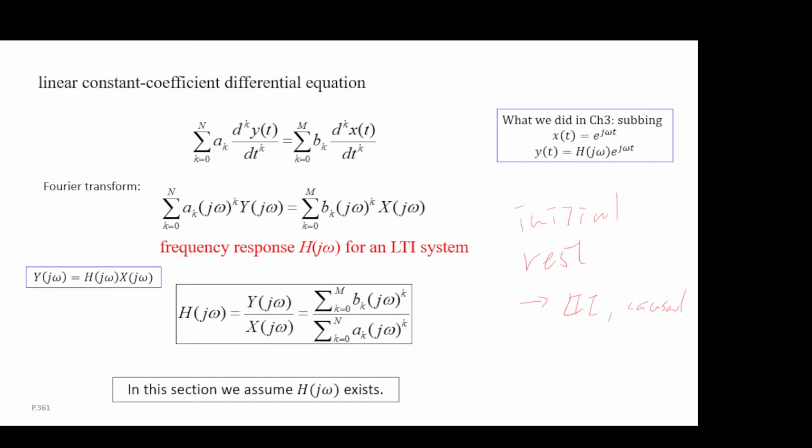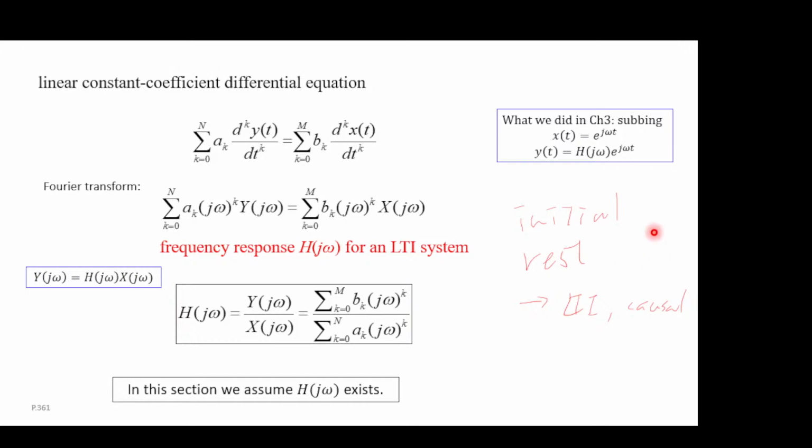And if it is an LTI system, then it has the eigenfunction e to the j omega t. So we can just assume our x is e to the j omega t, then your y will be the eigenvalue big H times e to the j omega t. So we just substitute x equal to this and y equal to this, then we solve for big H. Then we can get the big H of our LTI system.